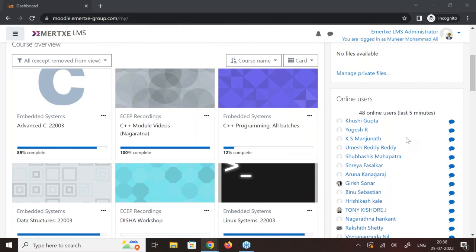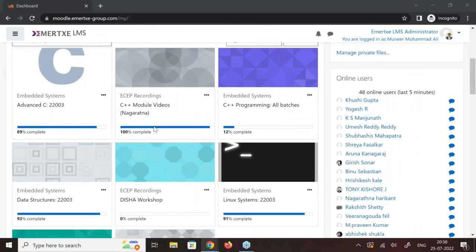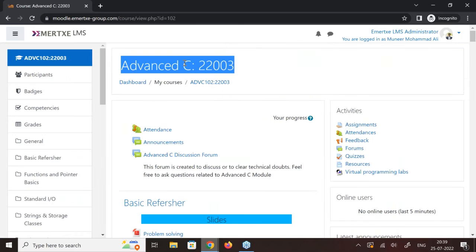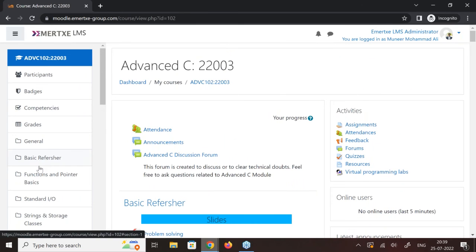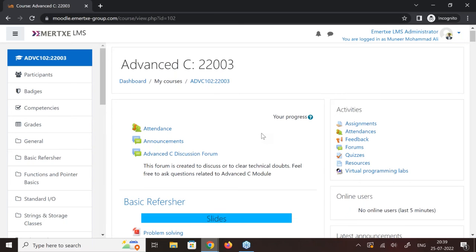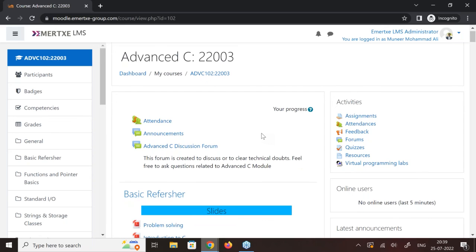So here is a sample module which we'll be doing, Advanced C we call it, and on the left side you can see a lot of navigation items, and on the right side you can see the activities. Here you can access the course-related resources. For online batches as well as offline batches, the resources shared are the same. For example, you have the slides. Let me open the introduction to C slide. If you click on it, it will open up.